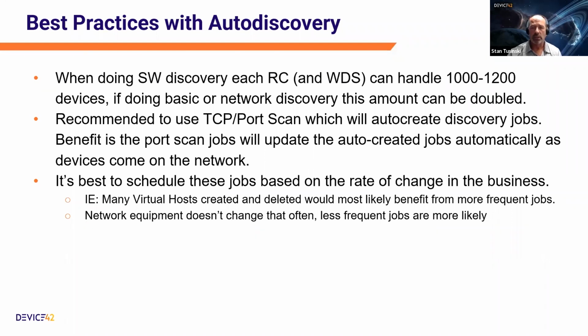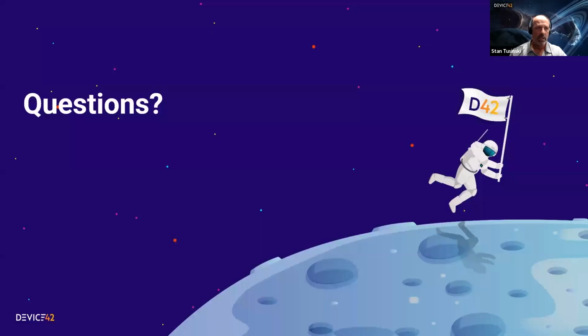It's also best to schedule these jobs based on the rate of change in the business. For example, if many virtual hosts are created or deleted, you most likely benefit from more frequent jobs to be able to see the different changes that happen over time. Network equipment doesn't typically change that often, so less frequent jobs are more likely. All right, so that's the end of the slides.